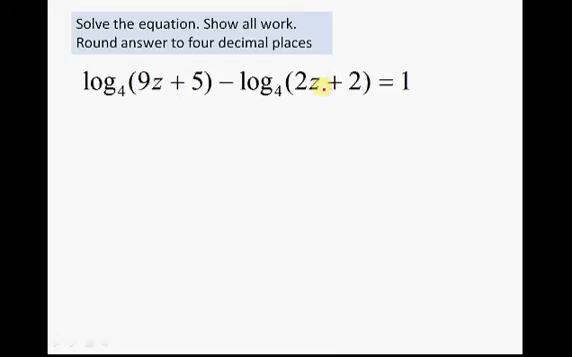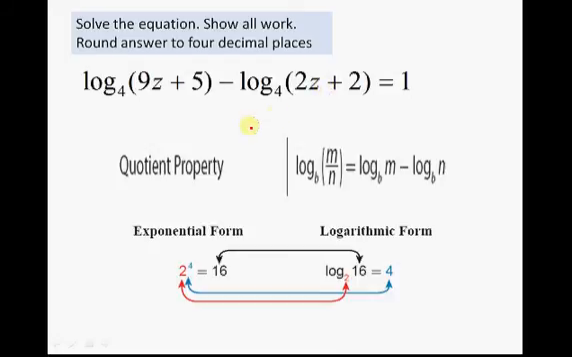Well, let's take a look at two of the things we're going to use. We're going to use the quotient property of logs, and that goes like this: log base b of the quantity m divided by n is equal to log base b of m minus log base b of n. That's kind of the form that we have here. We have logs to the same base separated by a minus sign.